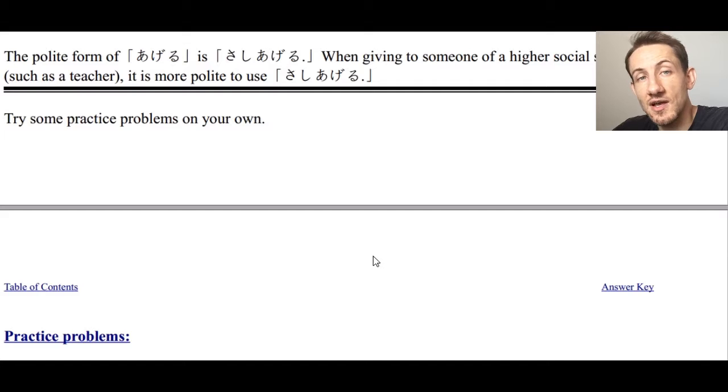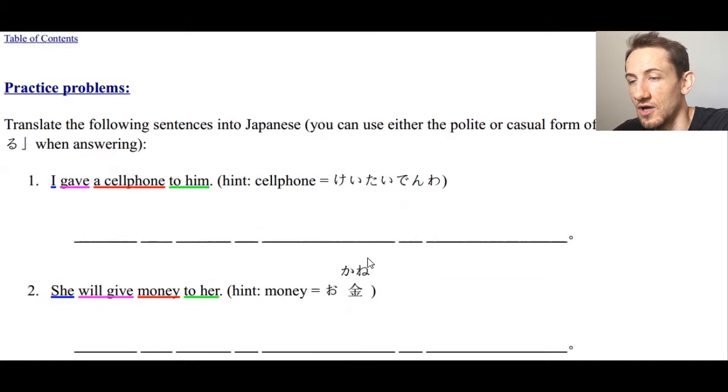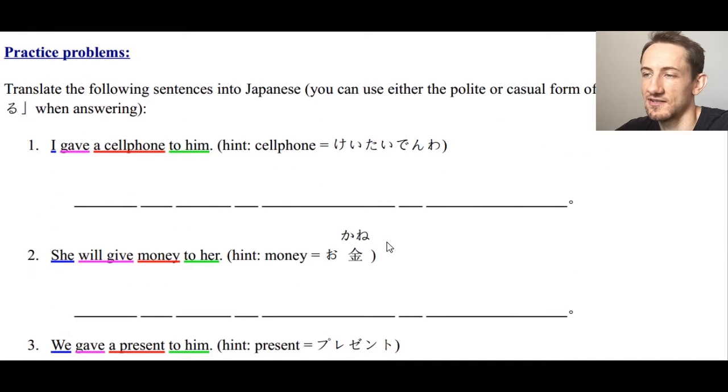All right, now we're going to look at some practice problems. Please try a few on your own. We're going to do a little translation practice, which I think is always good. You can use the polite or casual form of ageru when answering, whichever one you want.